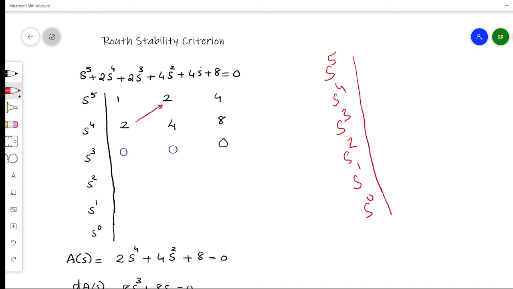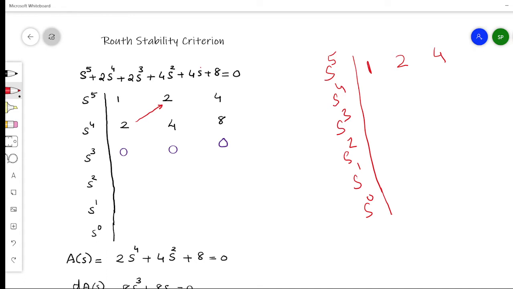So the first row will have 1, then the next alternate element, corresponding to s raised to 3, that is 2, then after s raised to 3, the next odd one, that is 4. Here the first power is s raised to 5, so all the odd powers will come in the first row, and the coefficients of even powers of s will come in the second row.